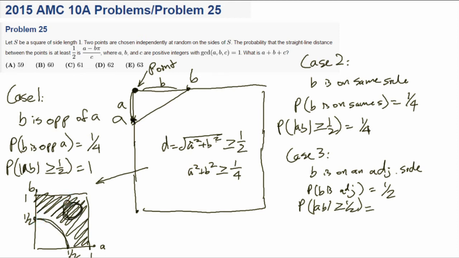All these points within the shaded region are totally valid because those points give where A squared plus B squared is greater than or equal to 1/4. So what's the area of this region, considering this is a square of 1 by 1, since A and B can be at max a distance of 1 away from the point? The area of that is just 1 minus pi over 16, because this area is pi over 16.